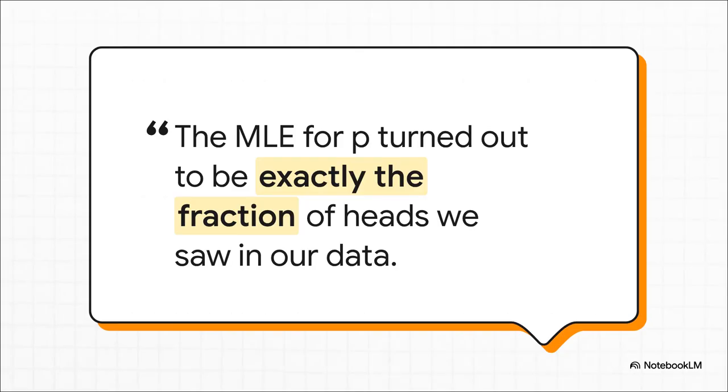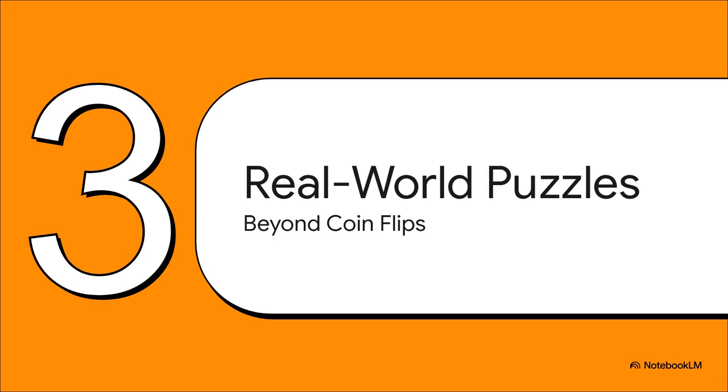And this is where the pure beauty and intuition of MLE really shines through. The most likely probability of getting heads, given our data, turned out to be the exact fraction of heads we actually saw in our data. 55 heads out of 100 flips is 0.55. It just makes perfect sense. The parameter that makes our data the most probable is the one that perfectly mirrors our data. It's so elegant. And of course, this is for so much more than just coin flips.